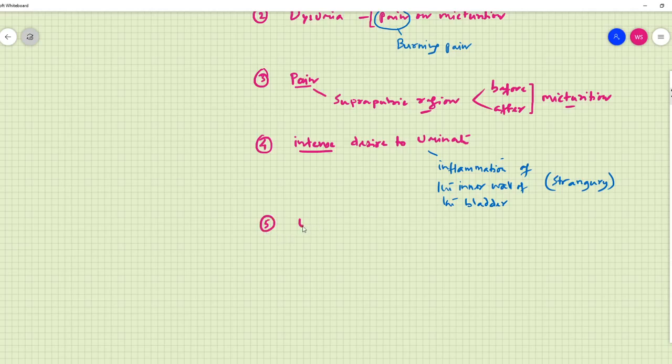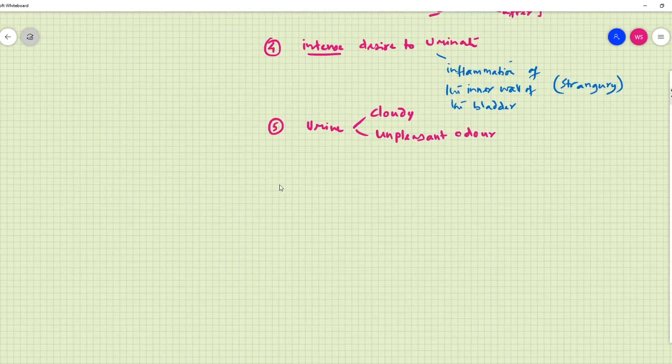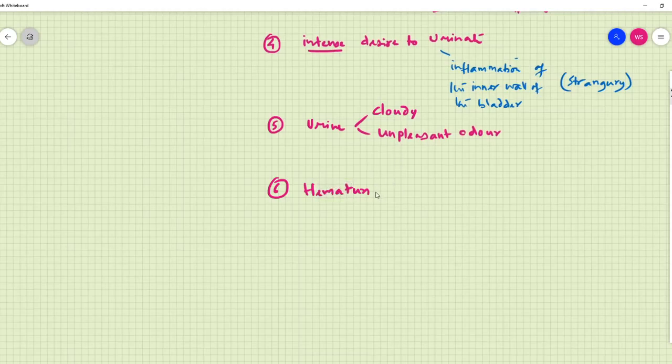And the urine itself is found to be cloudy at times, and there is an unpleasant odor, which is very apparent. And sometimes patients complain of hematuria. What is hematuria? It is the presence of blood.